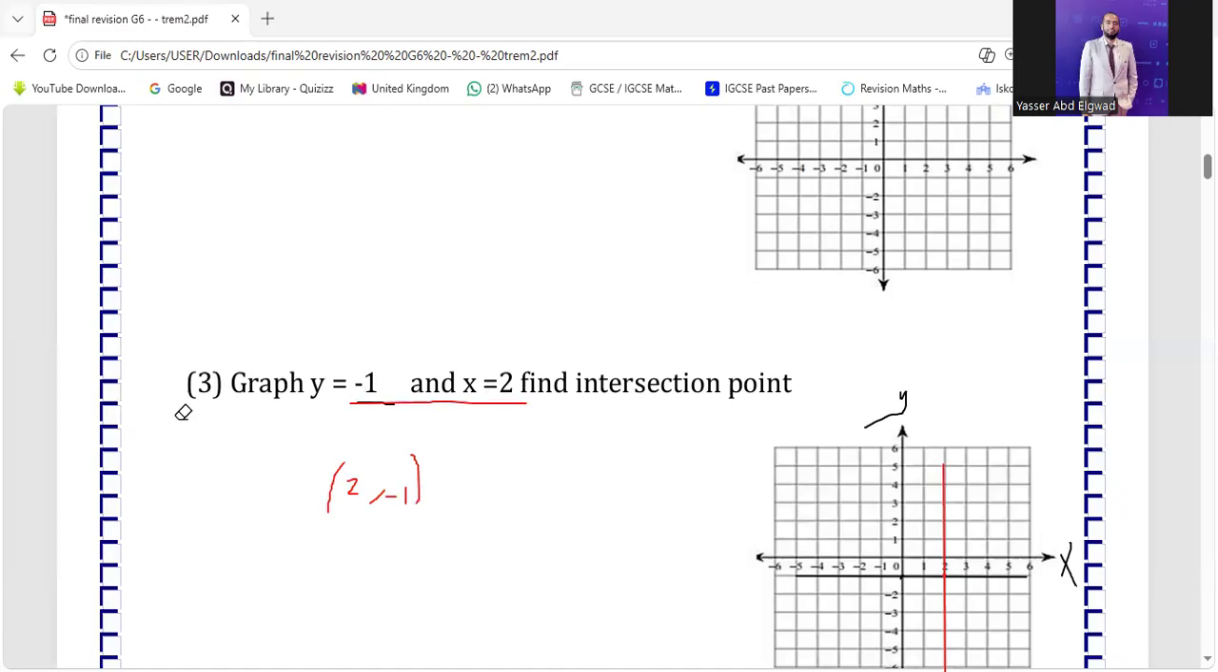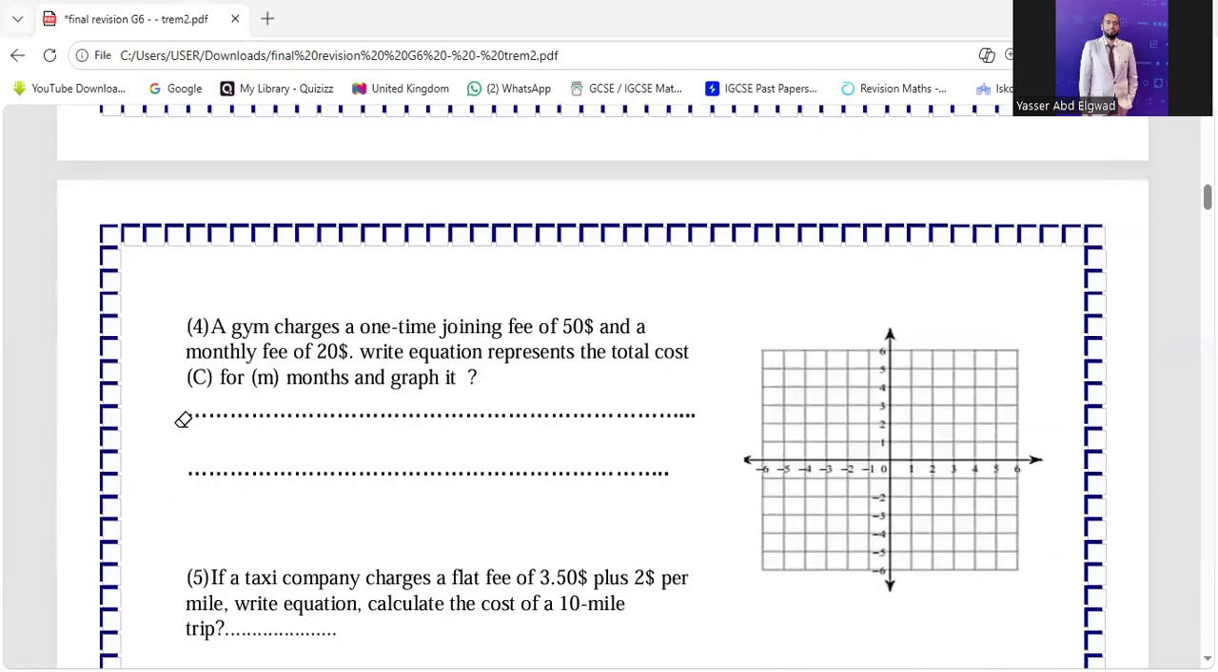The next one is very easy. A charge of a one-time joining fee of 50 and a monthly fee of 20. Write an equation representing the total cost C for m months and graph it. Here is how to understand this kind of problem. Here we have a fixed amount.